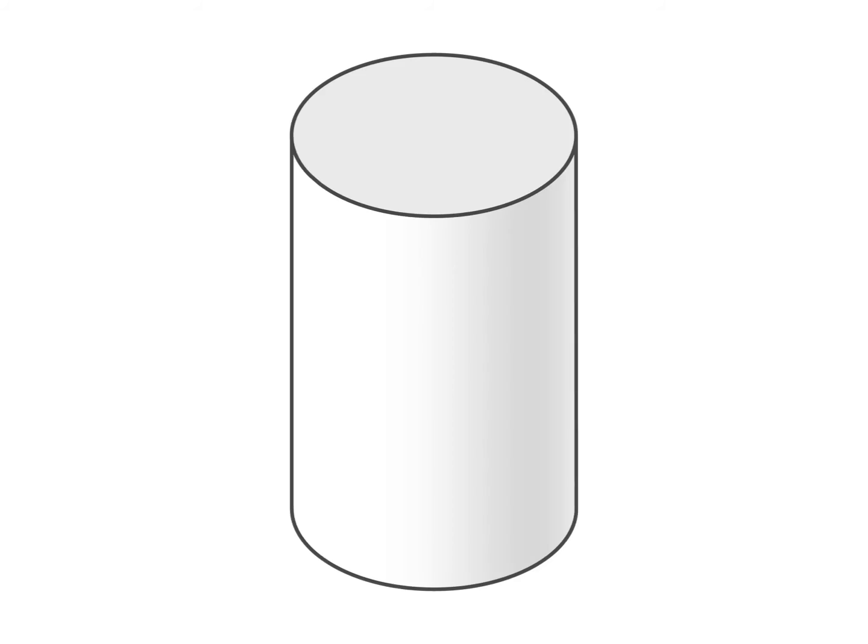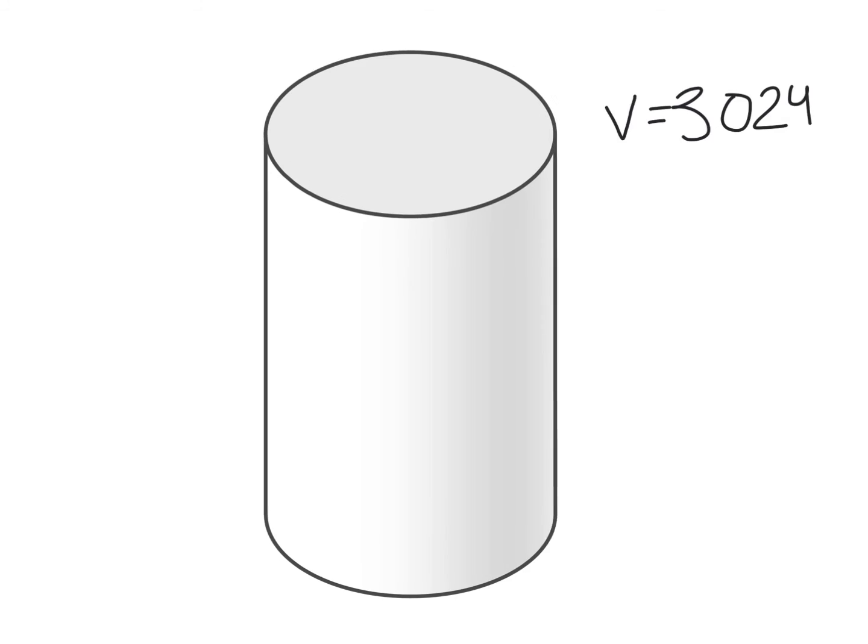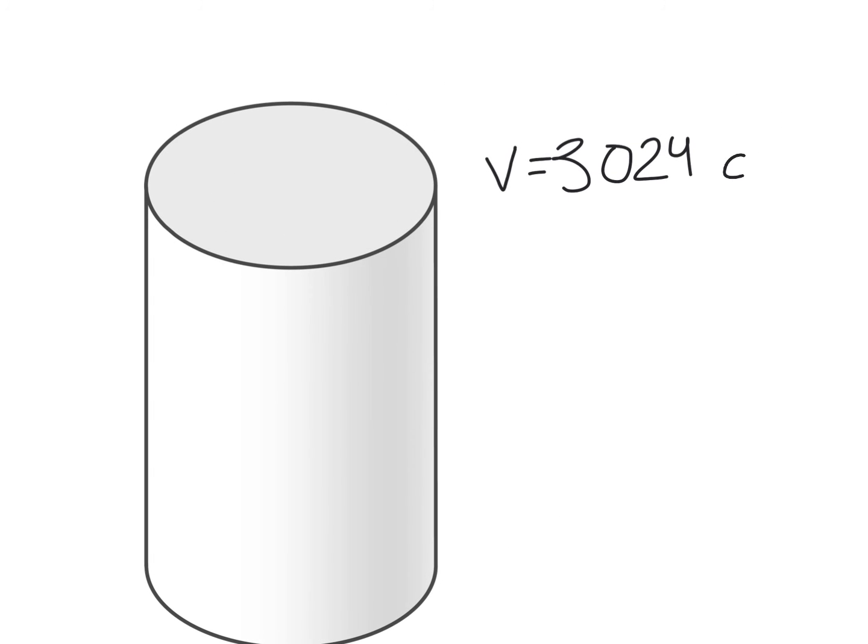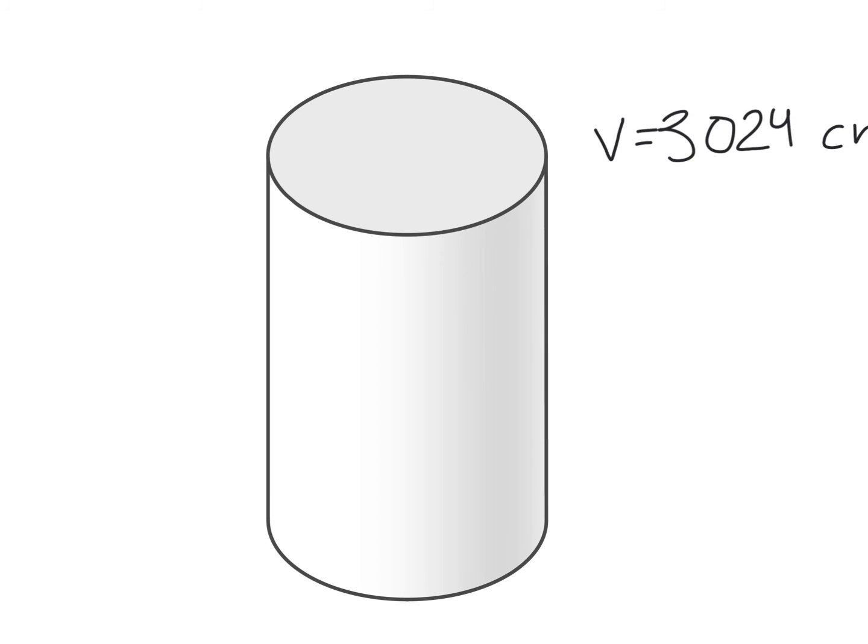So let's get some new space here. Here is a cylinder, and here's what we know about it. The cylinder has a volume of 3,024 cubic centimeters. And we also know that it has a height of 12 centimeters.